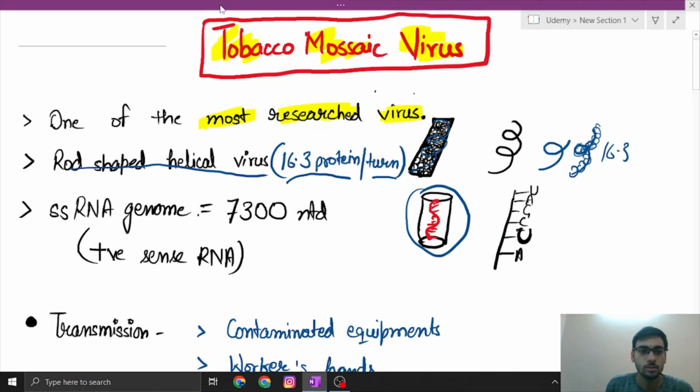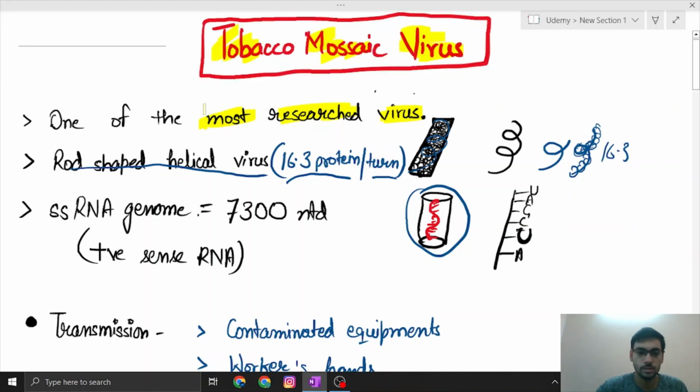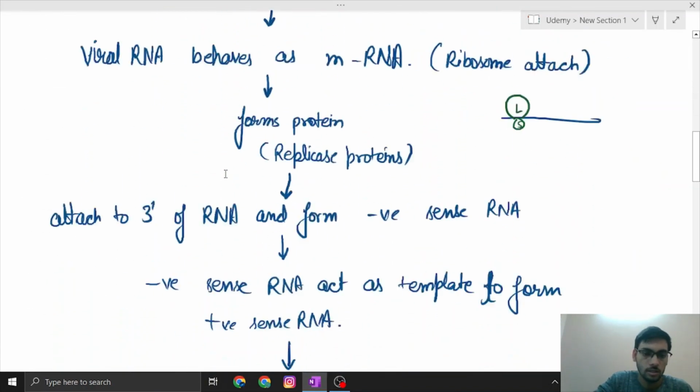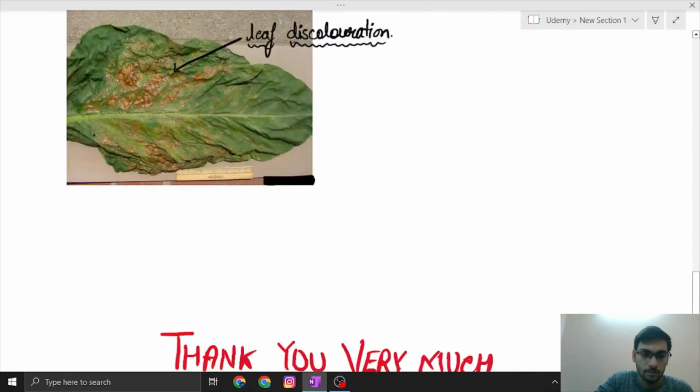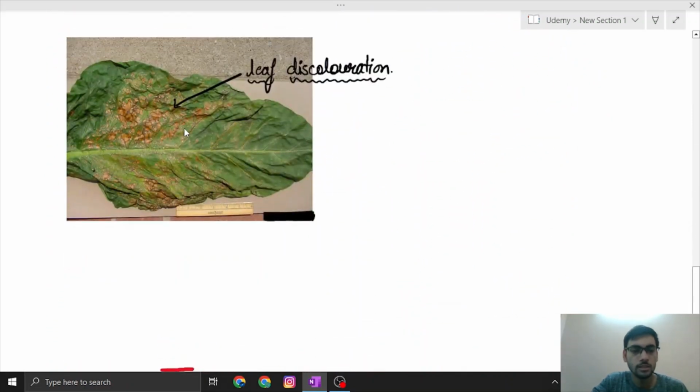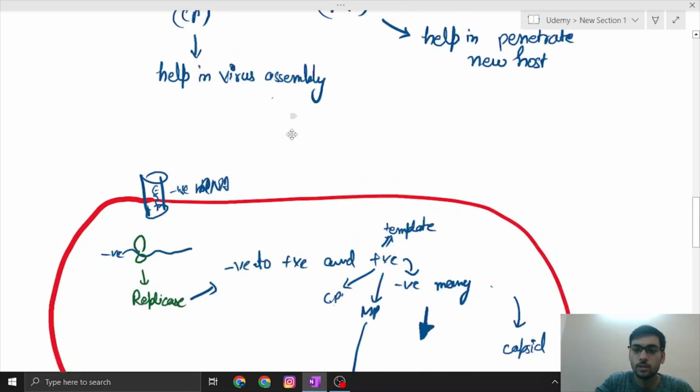Basically, I will first show you how this affects the leaf. Right here, as you can see, this is a leaf of a tobacco plant and it shows some discoloration. This is what happens if this virus infects a tobacco plant.